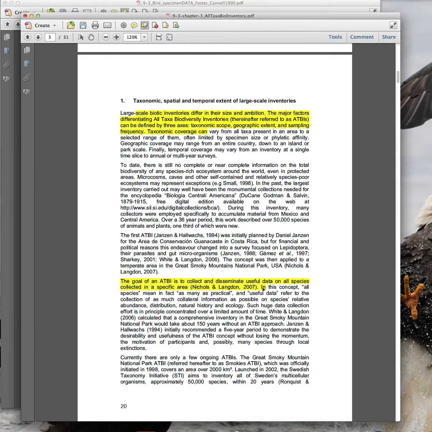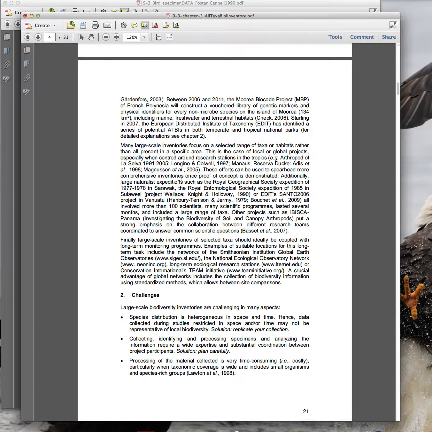Pay attention to that. Why are ATBIs happening? This is interesting. Where are they happening? Is it sufficient, the ones that are happening, to capture Earth's biodiversity? In your own opinion, think about that. They explain some other types of inventories. They mention that monitoring is important. Why is monitoring important? Here they have a list of challenges and solutions, and I think these are wonderful. These are challenges you'll face yourself in other types of projects. So know what the challenges are and those solutions. That's great.